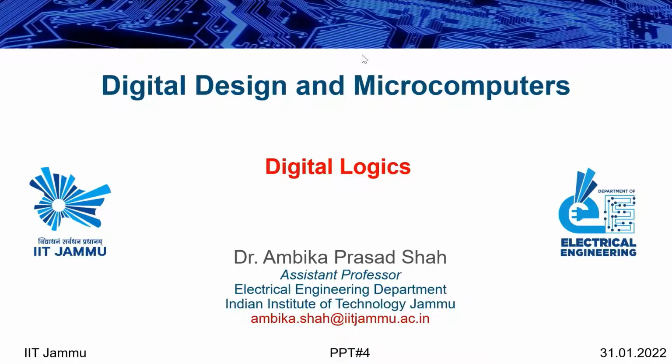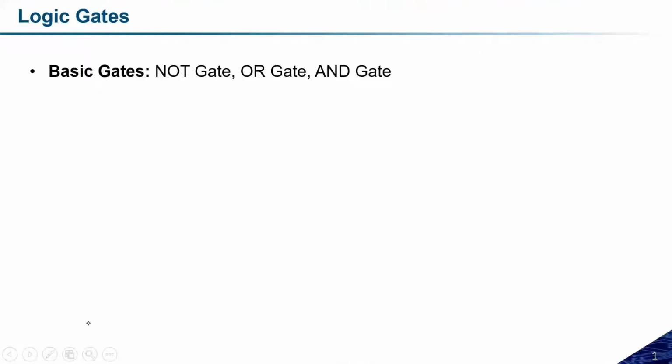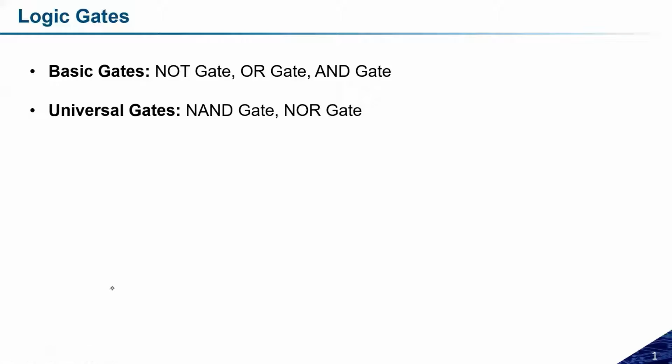To understand these things, the logic gates are basically divided into three categories. The first category is the basic gates, which are the NOT gate, OR gate, and AND gate. The second category is the universal gates, where the NAND gate and the NOR gate are considered. Why we call them universal gates, I will tell you in detail later on. And the third kind is the exclusive gates, which are the XOR gate and the XNOR gate.